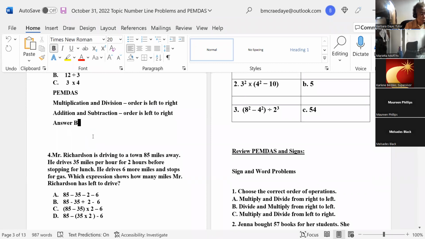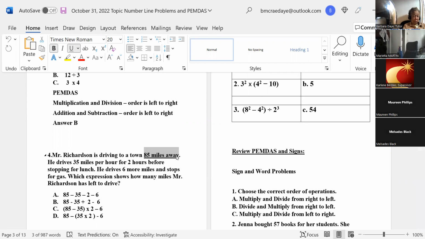Okay, now let's look at number 4. Maureen, read number 4. Did you do number 4, Maureen? I did it, but I don't know if I got the right answer. Okay, read number 4 and tell me what your answer is. Mr. Richardson is driving to a town 85 miles away. He drives 35 miles per hour for 2 hours before stopping for lunch. He drove 6 more miles and stopped for gas. What expression shows how many miles Mr. Richardson has left to drive?